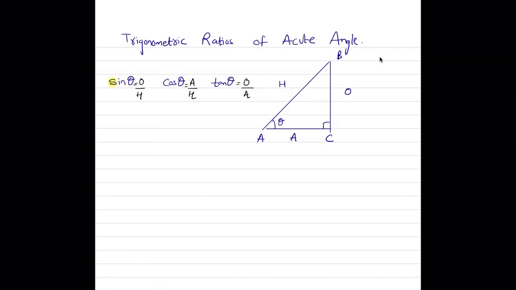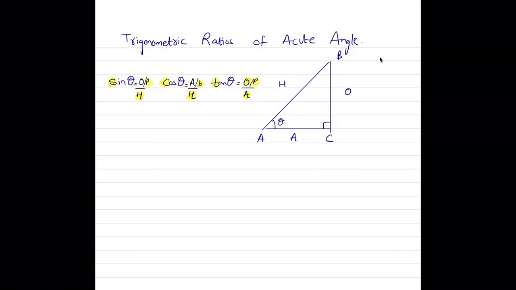Opposite is also known as the perpendicular, and adjacent is also known as the base. Some people have curly brown hair, till old age, people have black hair. Okay. So these are the three trigonometric ratios.